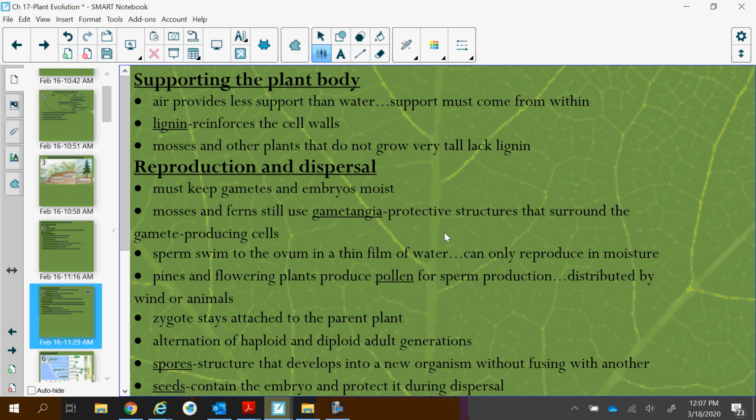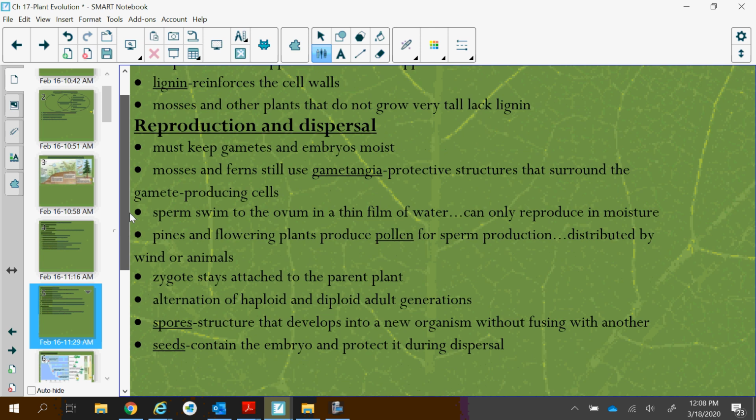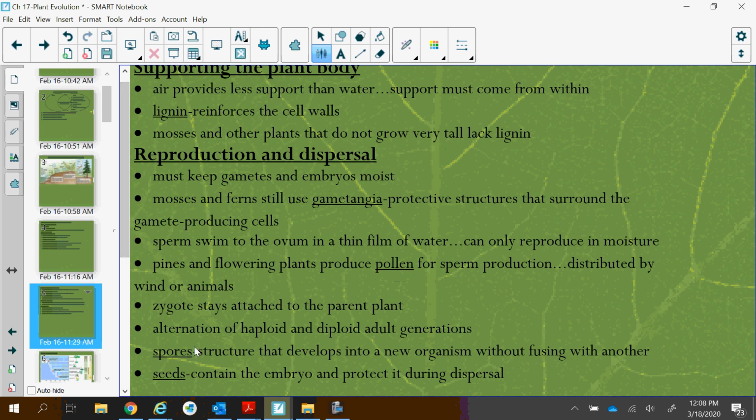Okay, sperm swim, we mentioned that. Here comes the pollen, and then we talk about wind dispersal or animals. We'll talk about that later in the lesson. The zygote, which you guys know from a fertilized human embryo, is going to stay attached to the parent. So you can think of fruits as being the zygote. This alternation of haploid and diploid adult generations, we're going to talk about that when we get to that slide, but that's something that's pretty complex that I'll mention to you when we do life cycles, which is not ideal for this sort of format, which is why I want to go live. And then spores and seeds.